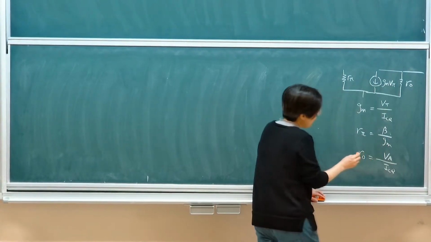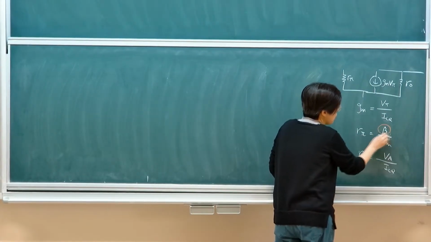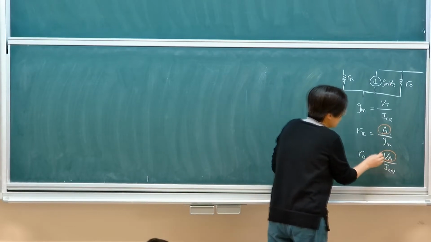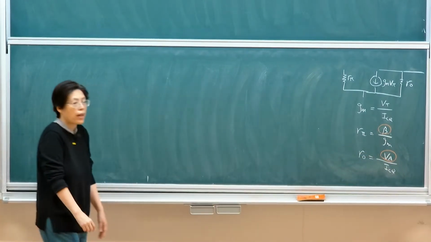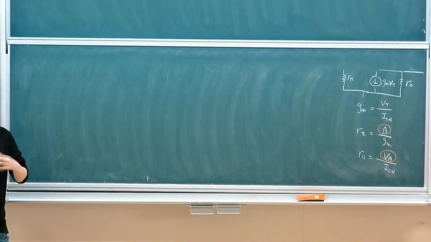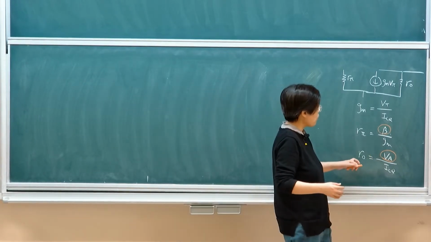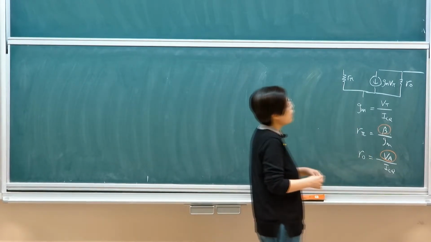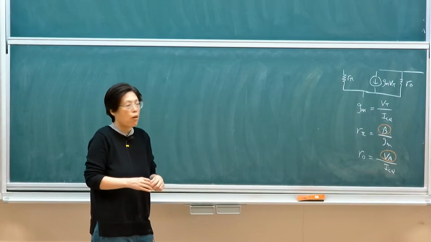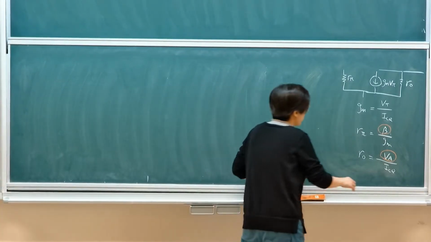So in finding this, you will need two more parameters, beta and VA. These will typically be provided to you in a device model. So you will know what the early voltage is, and then we can calculate the output resistance, as well as rπ, beta and VA.